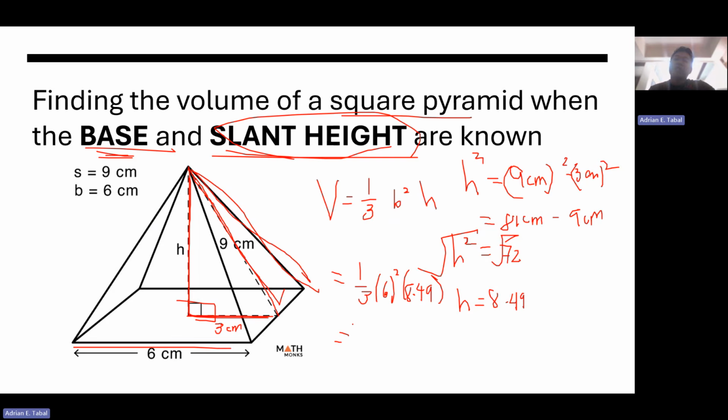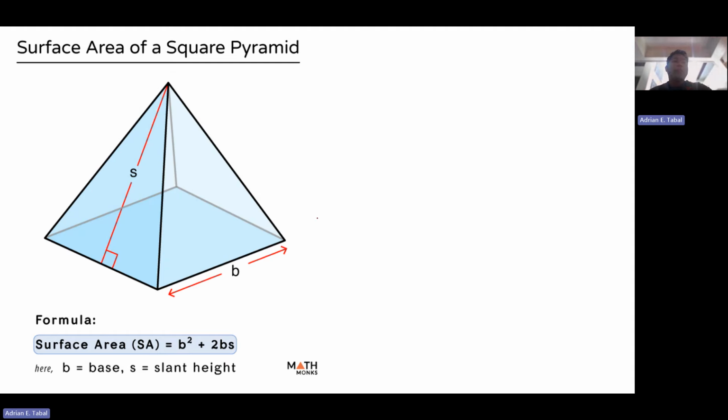So this is approximately 101.88. The unit is centimeter cube. Next, we are going to proceed with the surface area of the square pyramid.